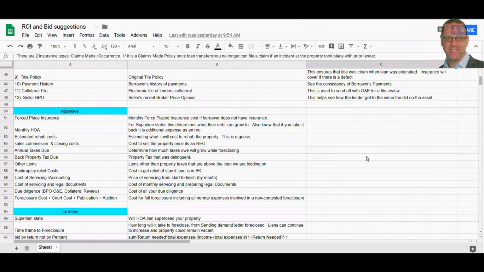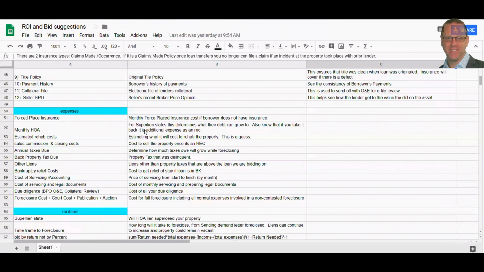Next, expenses. These are the items that we include in our calculator to factor in what the expected expenses are when we're trying to put together what our return should be or is expected to be. So forced place insurance, you have to count that in. Most likely, if it's a non-performing loan, you are paying for insurance monthly. So you have to calculate what that is expected to be by month and multiply it by the expected hold time, if it's foreclosure or whatnot.